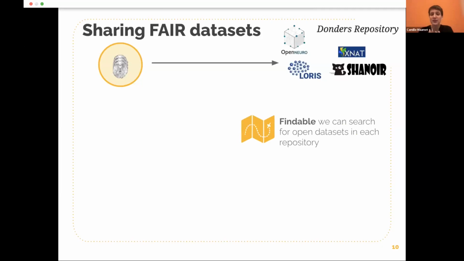So the first letter in FAIR is F, for findable. The idea of findable is very simple. It's the fact that we can actually search for open or shared data sets in a repository or beyond. So it's the idea of having somewhere a catalog that will let us say, okay, I want to find some data that will help me answer my problem.